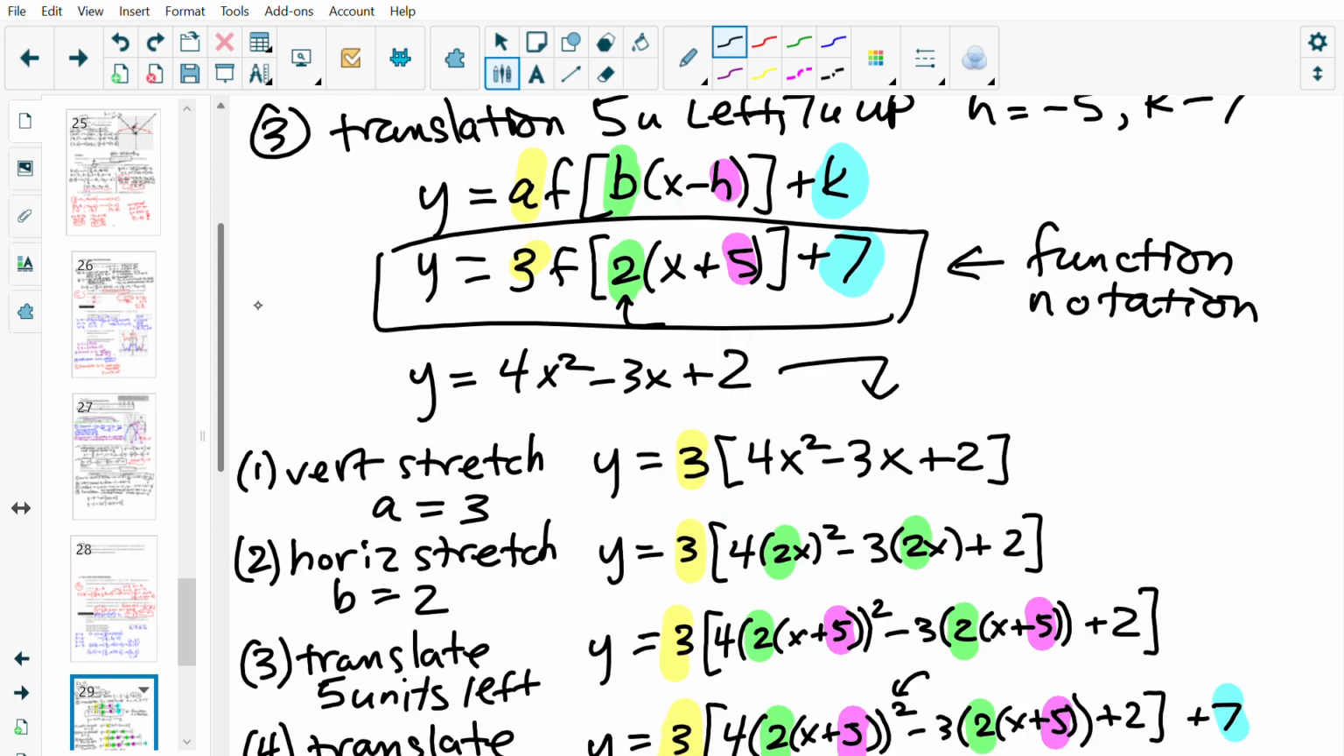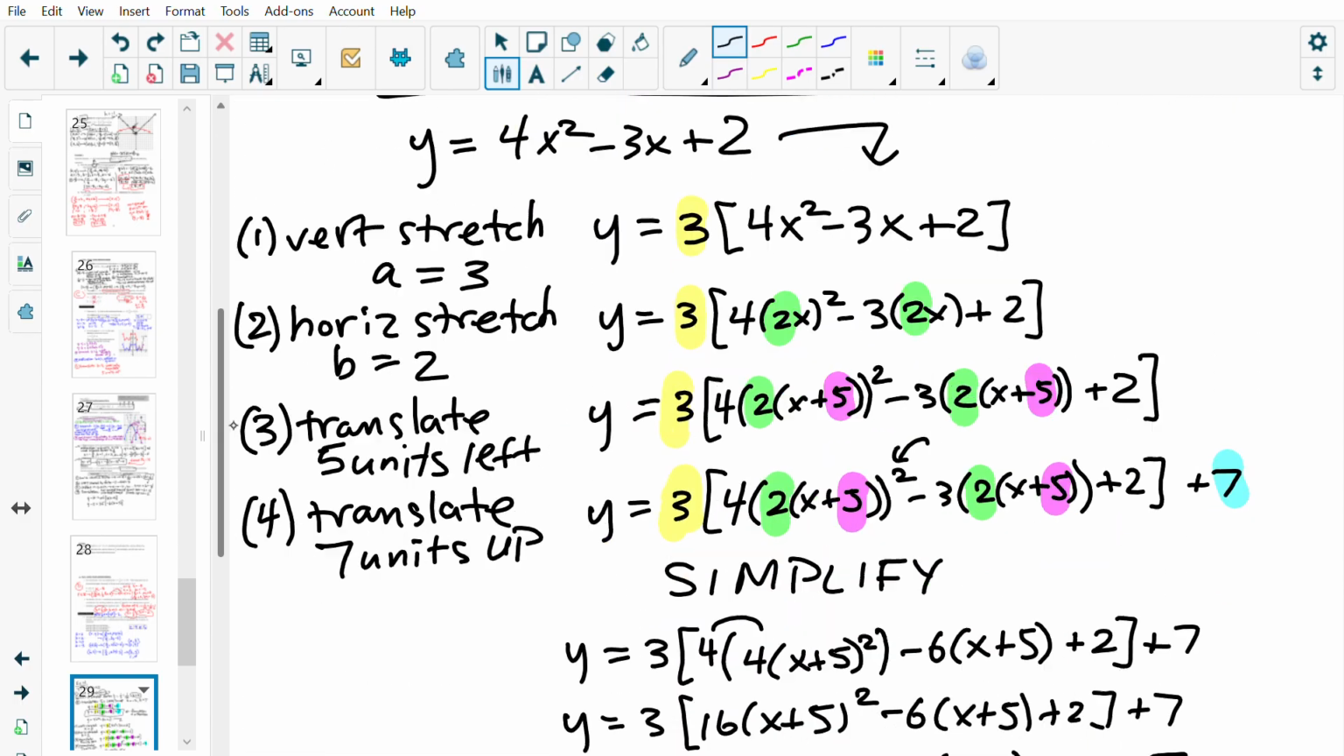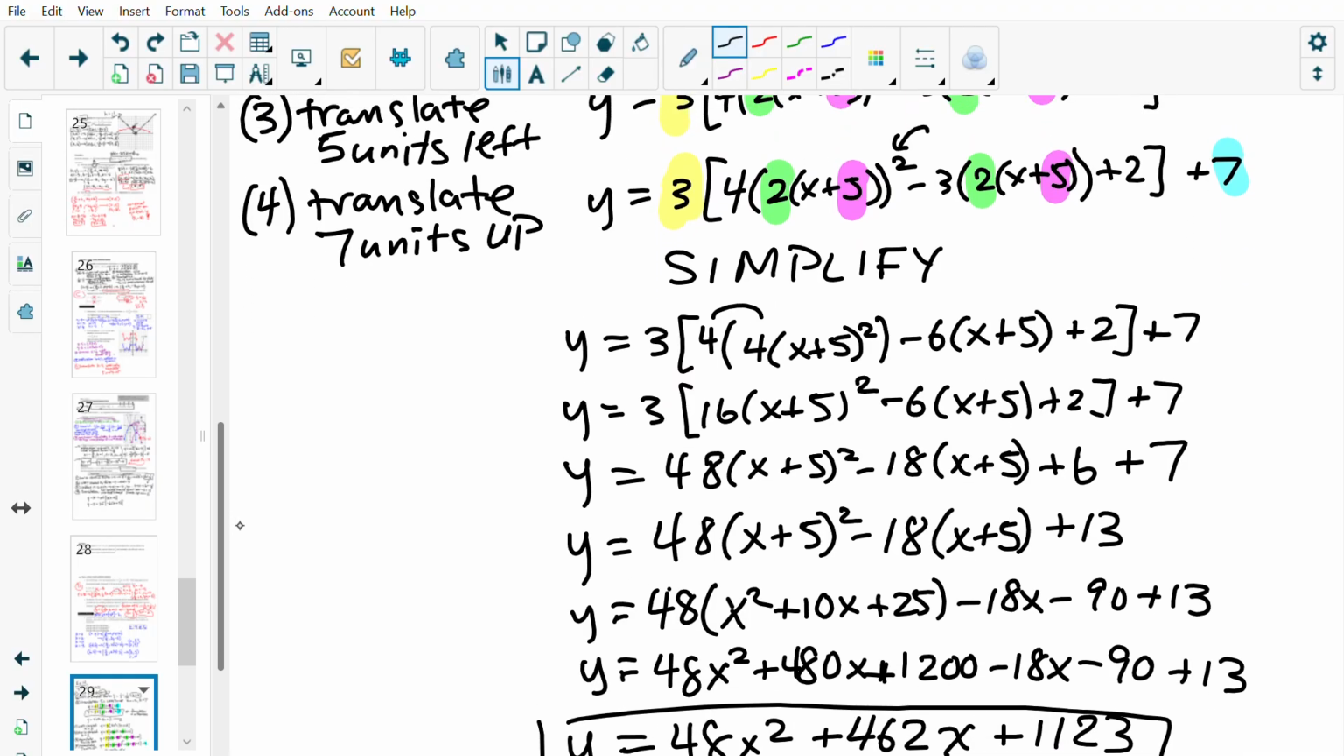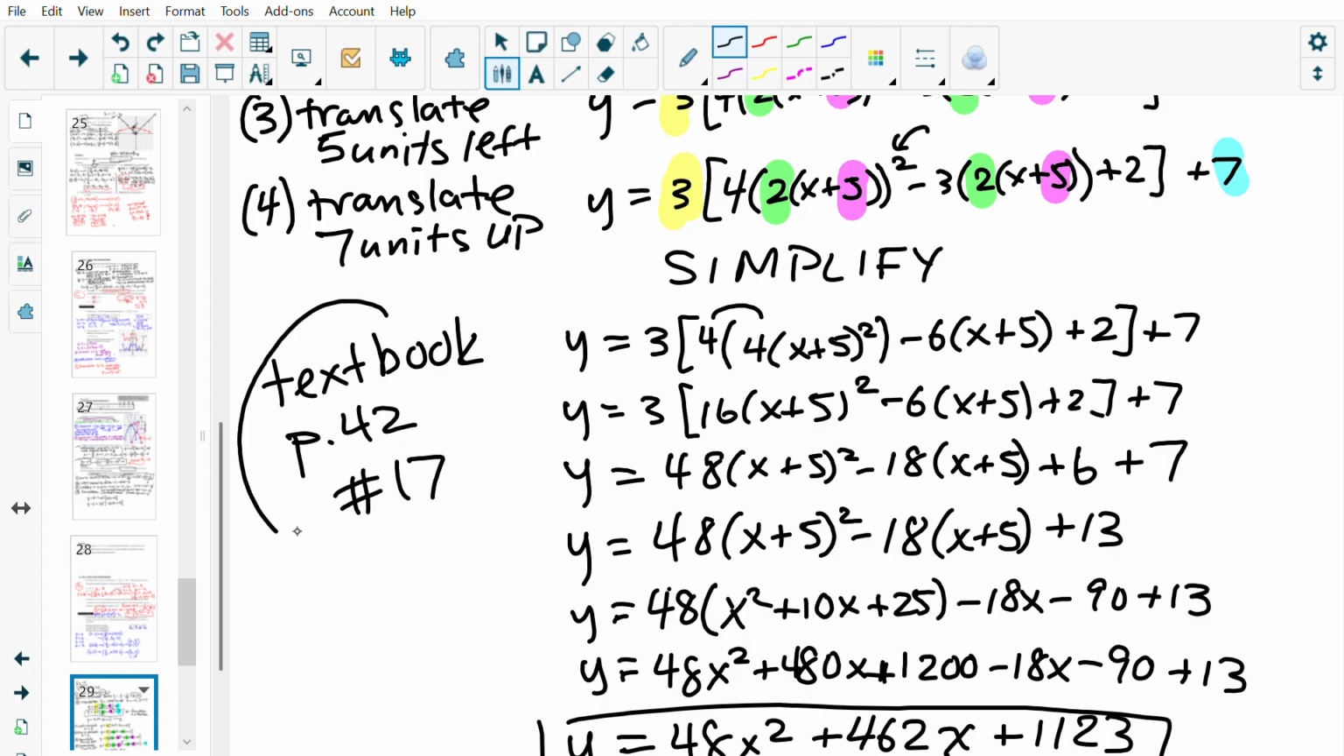Challenging. Again, beyond what you would need to know for the test and the diploma, but certainly challenging enough if you really want to give it a try. This is similar to the textbook problem. So in the textbook, very similar to page 42, number 17. Okay, so if you want to give it a try, give it a go, and good luck on it. Okay? All right. See ya.